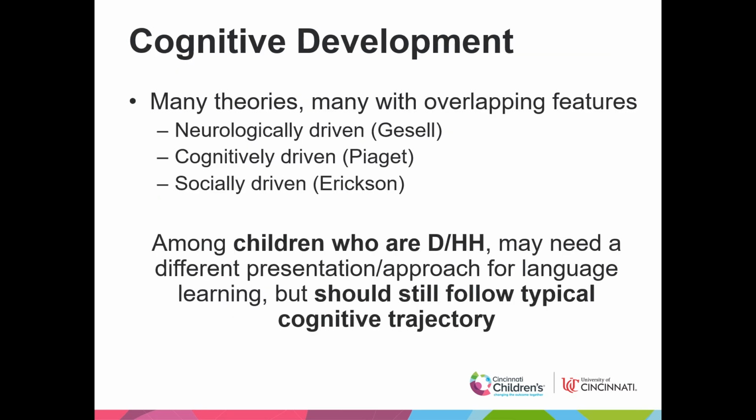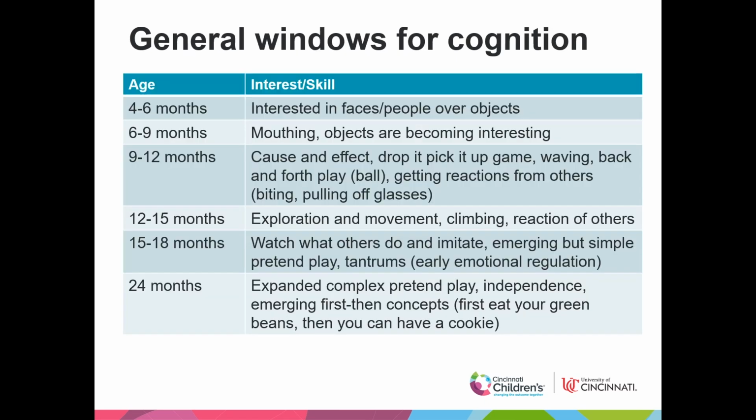And when I think about cognitive development, there are tons of theories. This is maybe the developmental pediatrician geek in me, but some are neurologic, some are cognitive, some are social. And really, kids who are deaf and hard of hearing might need a different presentation or approach for language learning. So we have to adapt, but they should still follow that typical trajectory. So a few little areas that I like to think of to do at different ages.